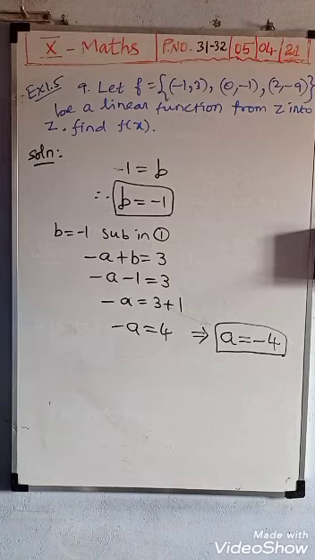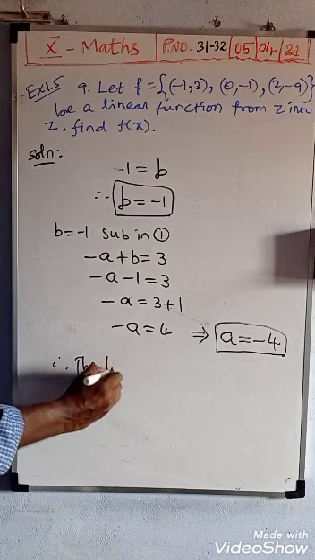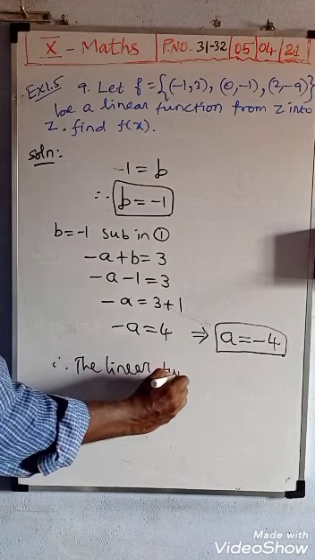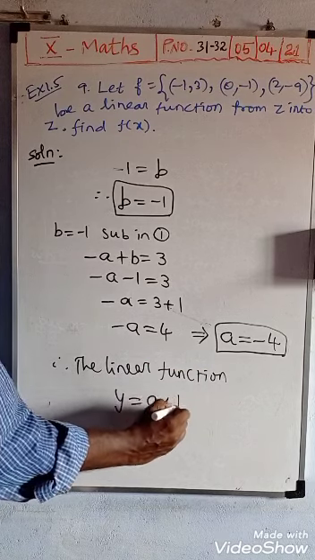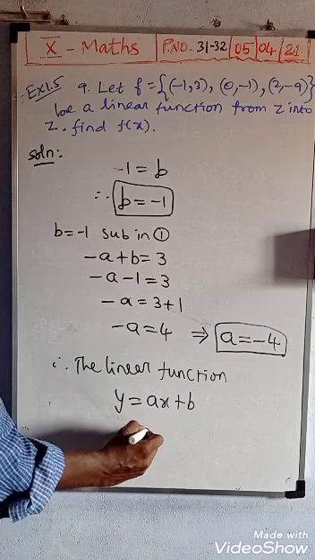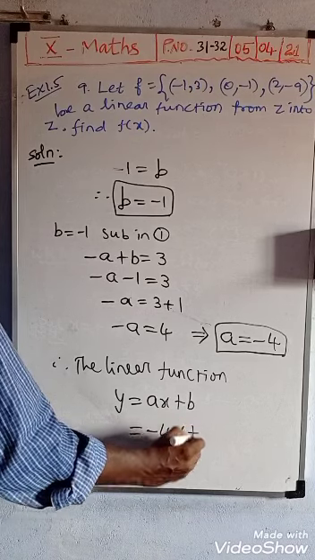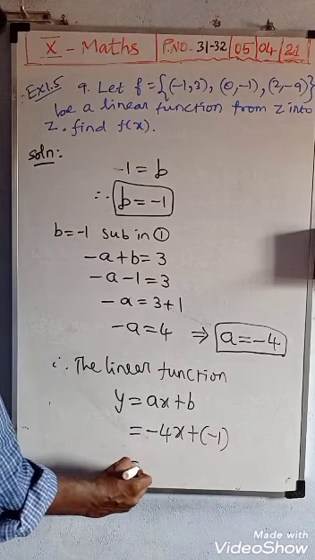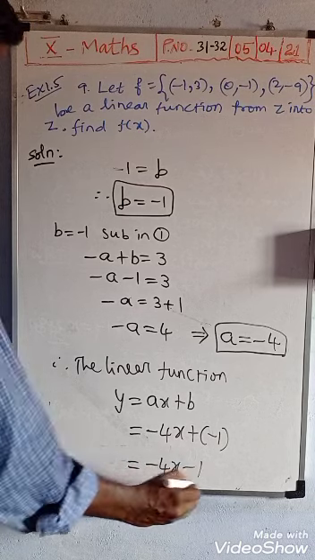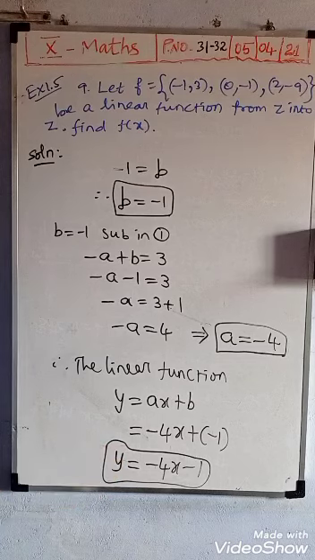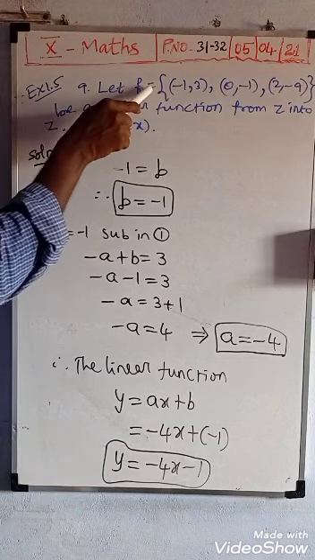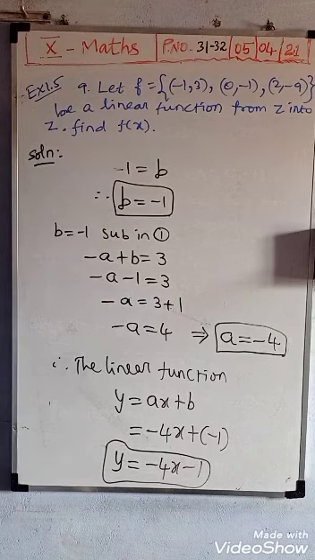Therefore the linear function y is equal to ax plus b. So instead of a you substitute minus 4, x plus b value is minus 1. So you will receive minus 4x plus minus 1. This is equal to the linear function. So y is equal to minus 4x minus 1. So according to the given function we received a linear function, y is equal to minus 4x minus 1. That's all.